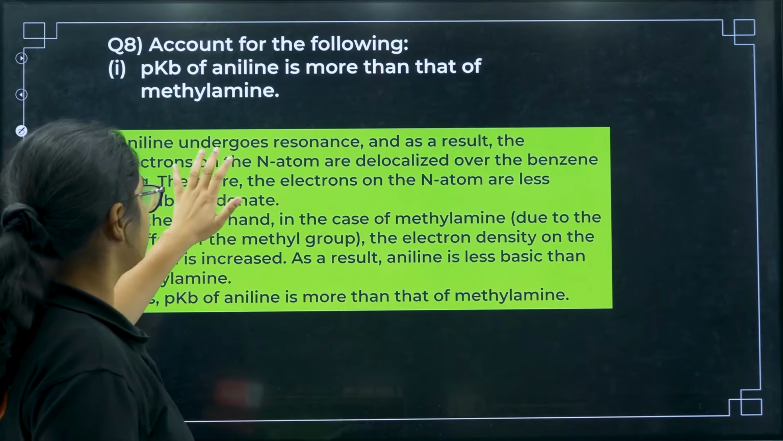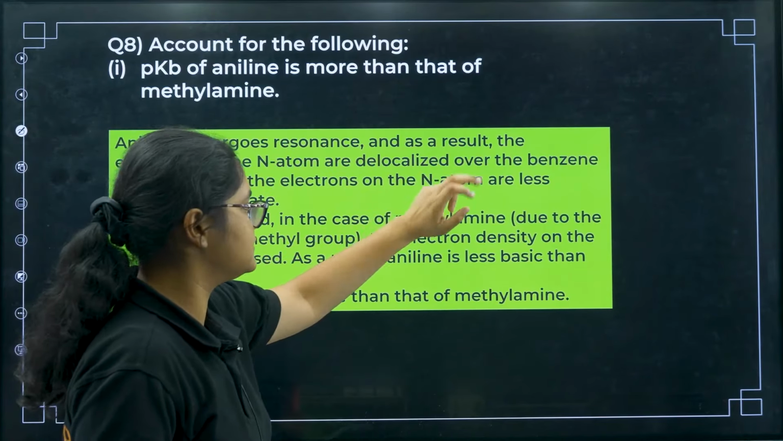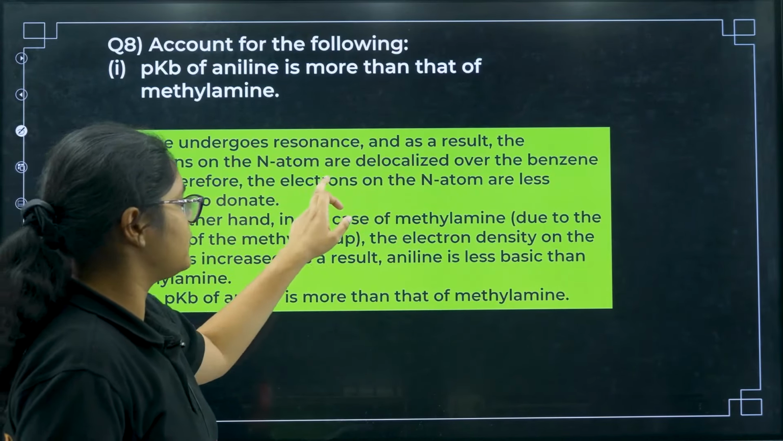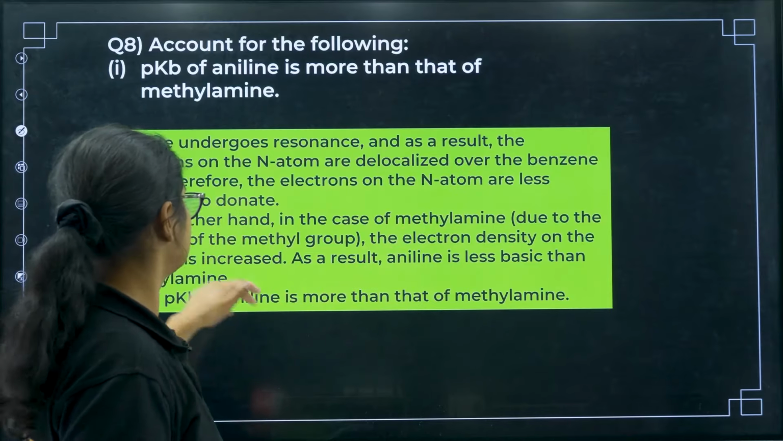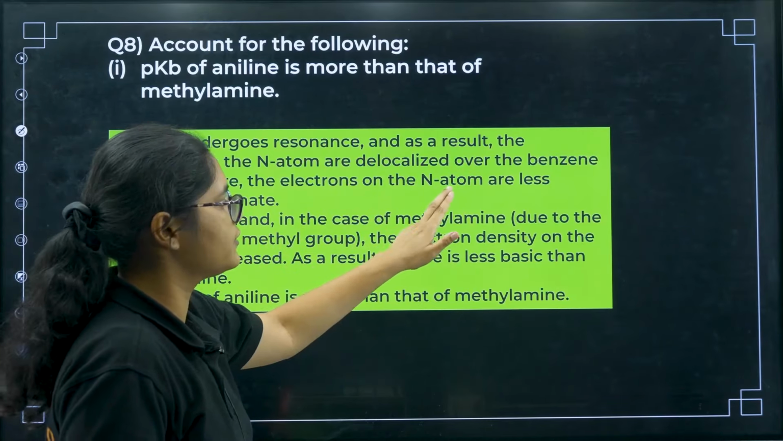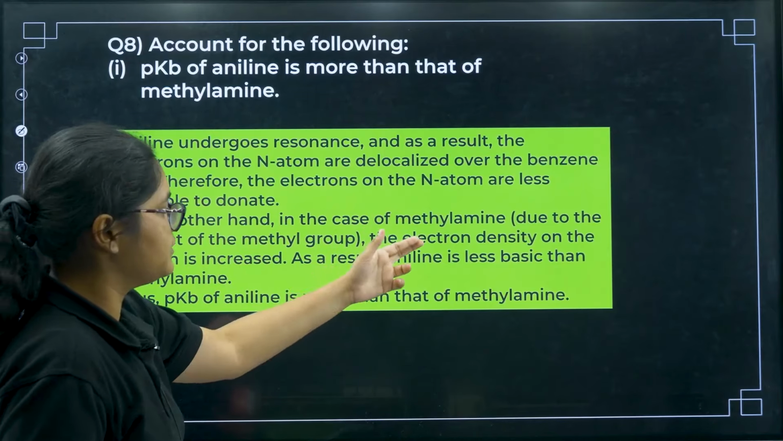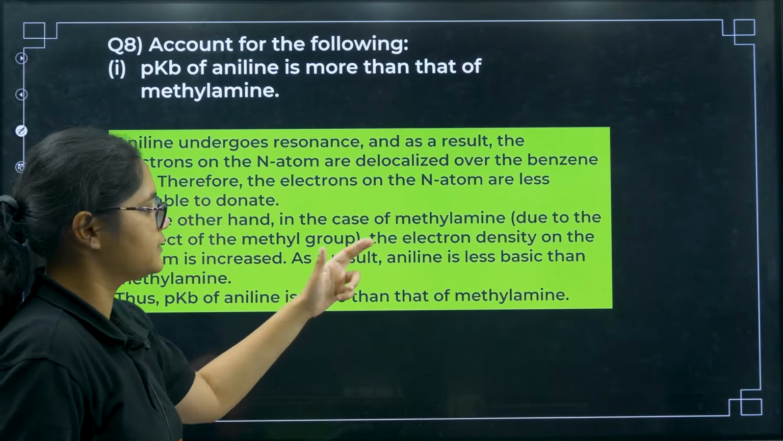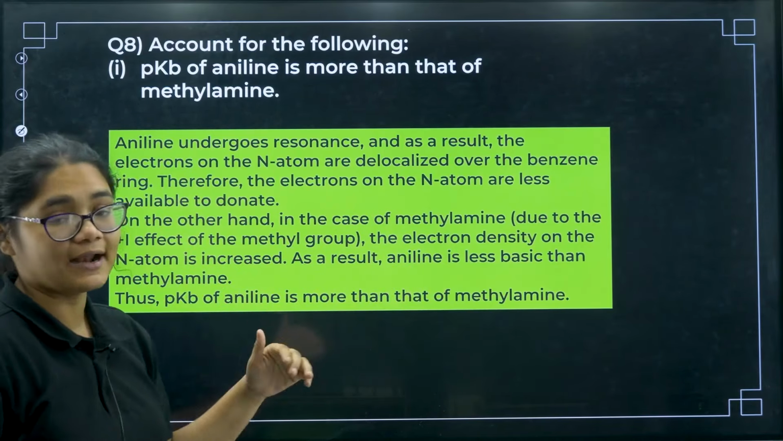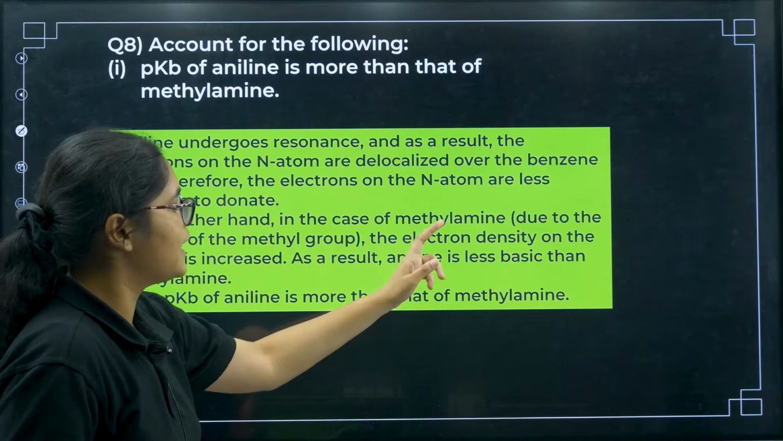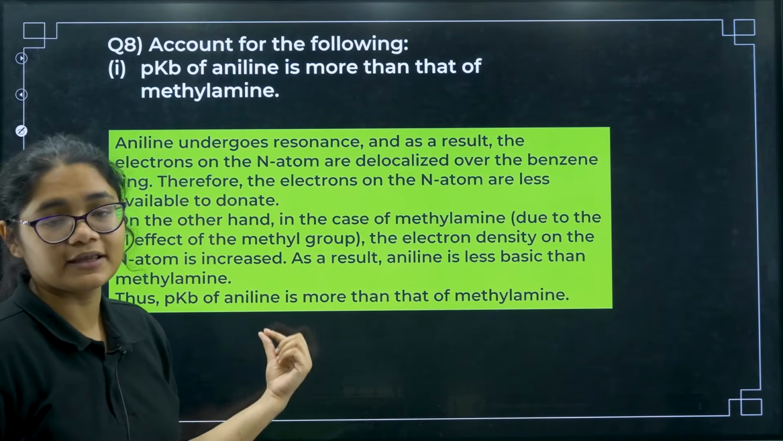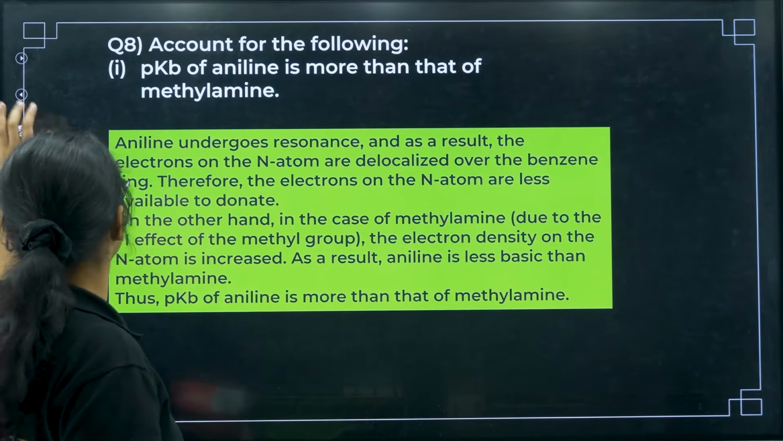You can see aniline undergoes resonance and as a result, the electrons on the nitrogen atom are delocalized over the benzene ring. Therefore, the electrons on the nitrogen are less available to donate. On the other hand, in methylamine, due to the plus I effect, the electron density on the nitrogen atom is increased. As a result, aniline is less basic and has a higher pKb value. This is a very important question.